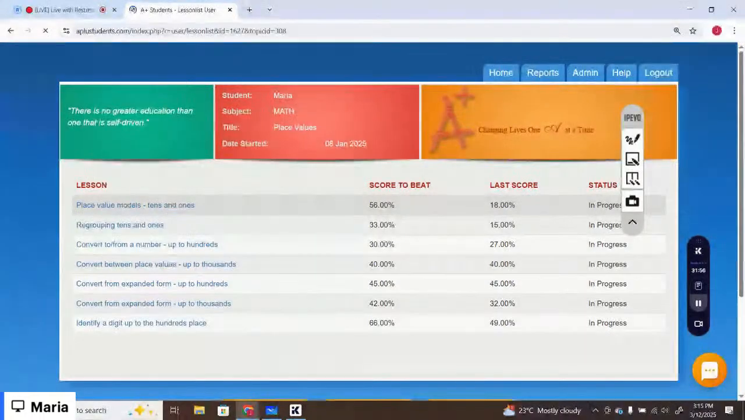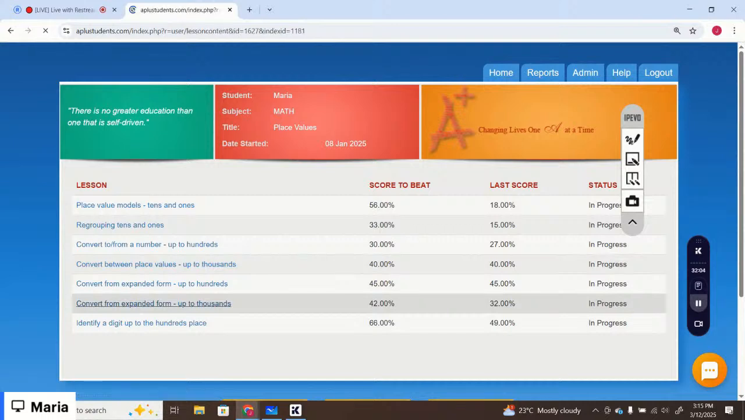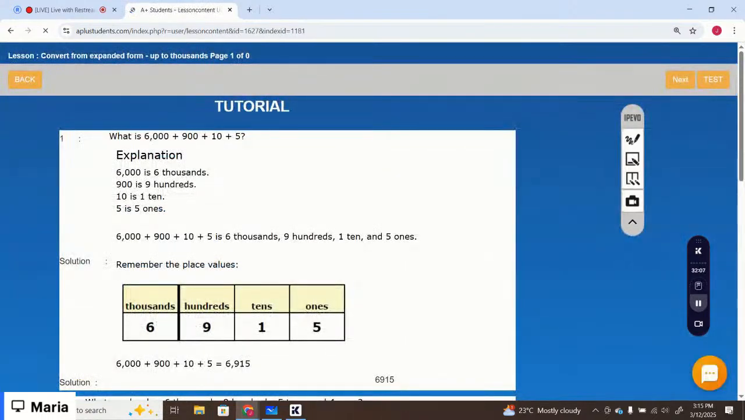The next lesson is convert from expanded form up to thousands. What is 6,000 plus 900 plus 10 plus 5? So we have 6,000s, 900s, 1 ten, and 5 ones. The digits together they make 6,915.